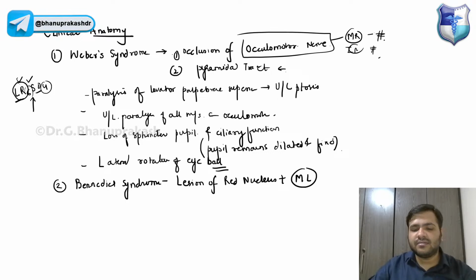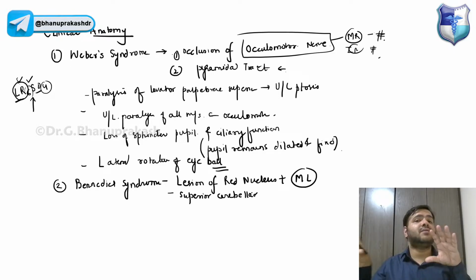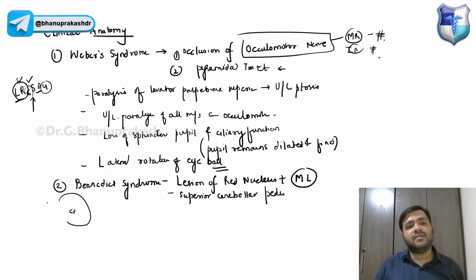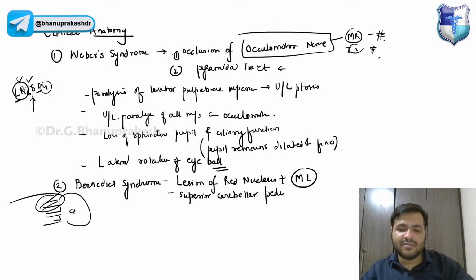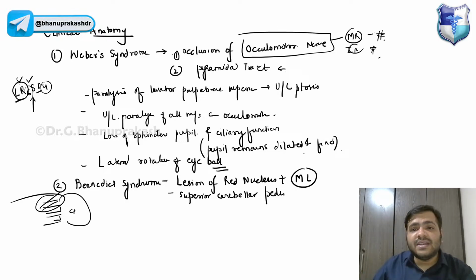Now, what will happen, guys? They will involve lesions of the superior cerebellar peduncles also. We have discussed the superior cerebellar peduncle. It is connecting the midbrain to the cerebellum, right? We have discussed the superior, middle and inferior cerebellar peduncles. So there is involvement of the superior cerebellar peduncle also, right? Mainly the medial lemniscus is involved in this case of Benedict syndrome.